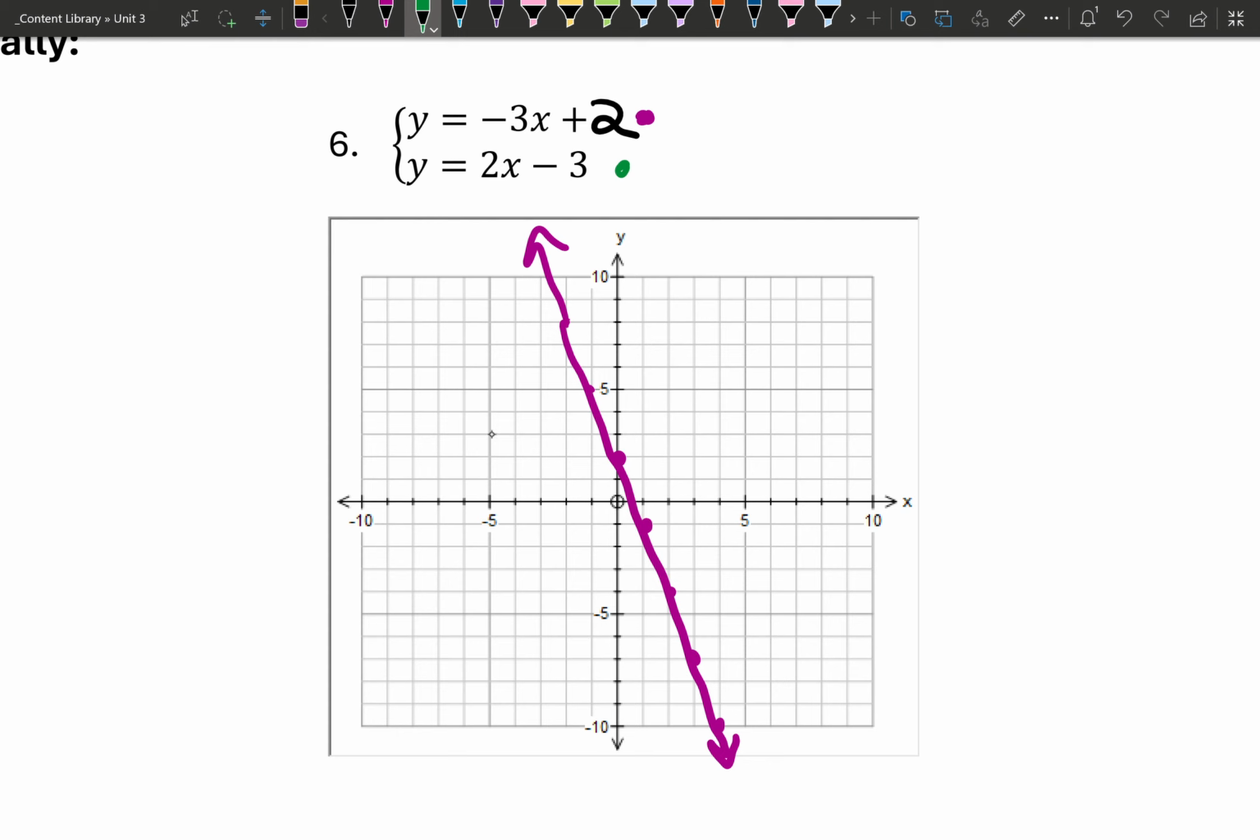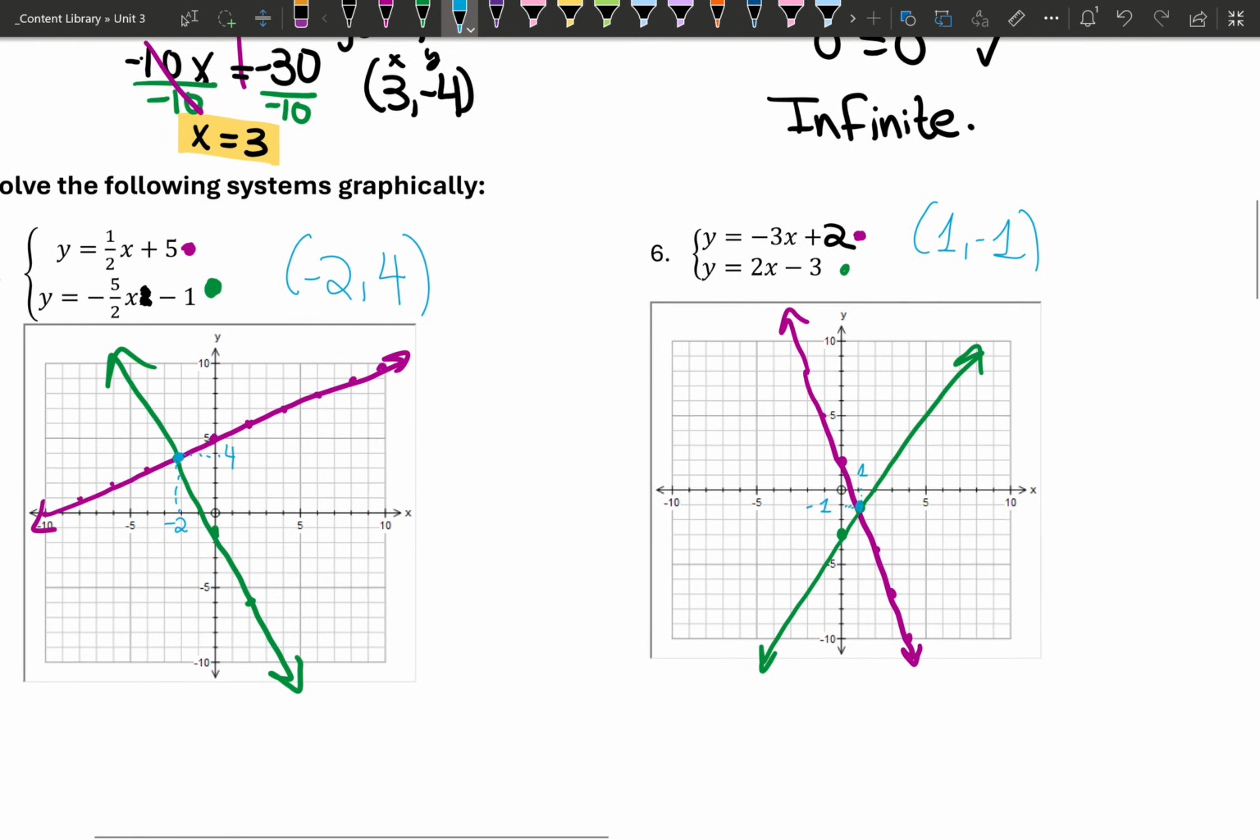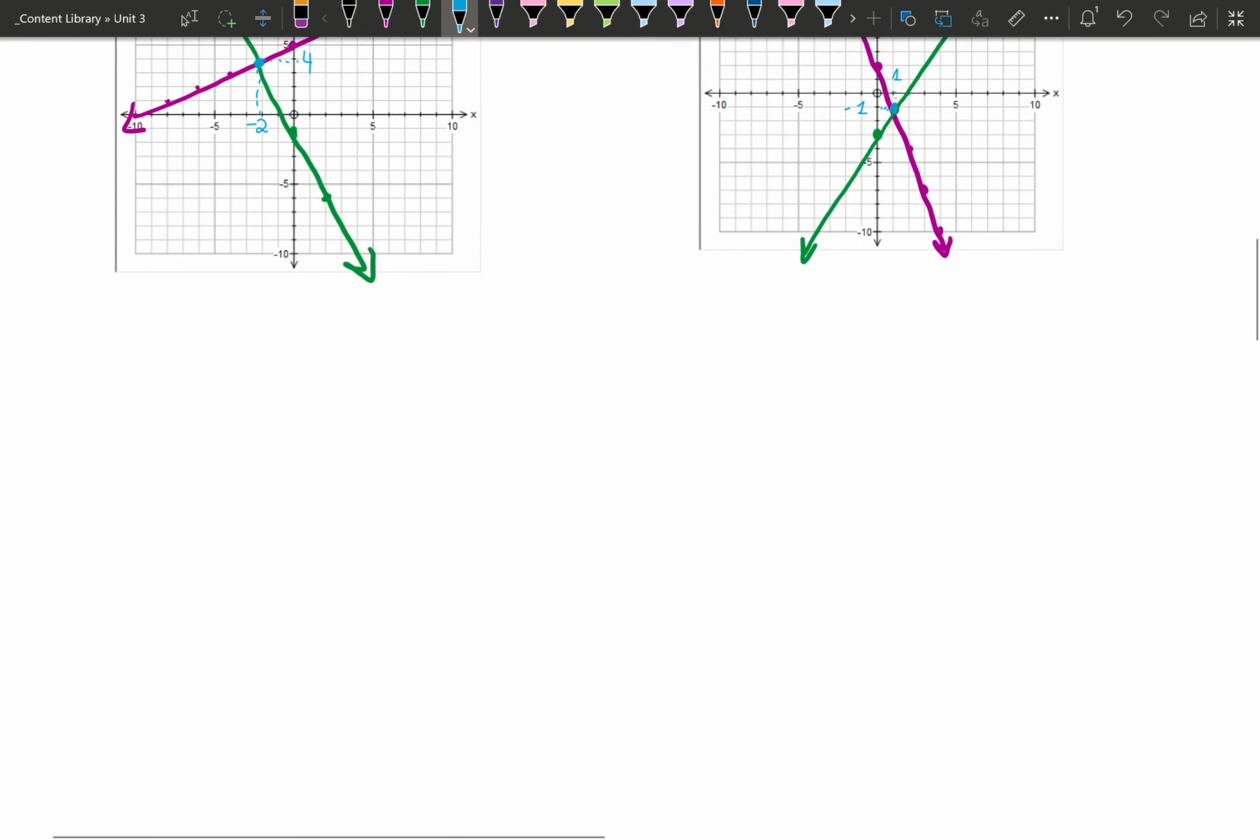Let's do the second one. That one starts at -3 and goes up to the right. Oh, well, that was easy to see where it crosses. Okay, I don't need to do more dots. So it crosses right here, and that looks like it's a 1 on the x's, and a -1 on the y's. Not too bad. You guys are pretty decent at graphing, so these should be easy ones.